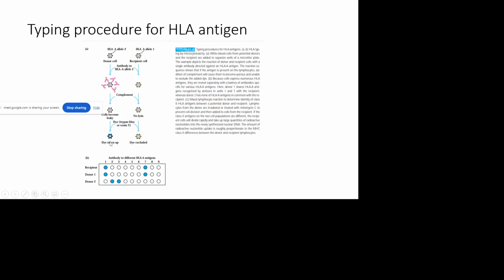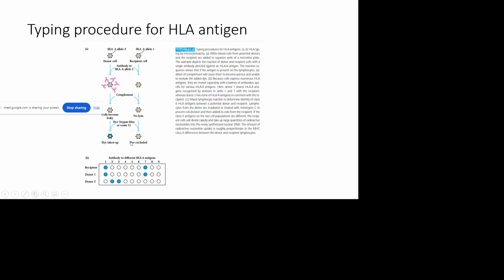So you can see the blue color of the trypan blue, right? But in the recipient case, the antibody to HLA A allele 2 will not react with the antigen because it has HLA A allele 1. So this antibody will not bind with HLA allele 1, so there is no antibody-antigen interaction. If you add complement, there will be no lysis because there is no antigen-antibody interaction. So that's why there is no lysis.